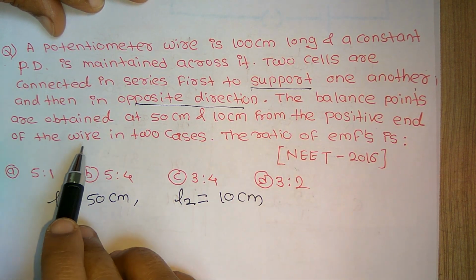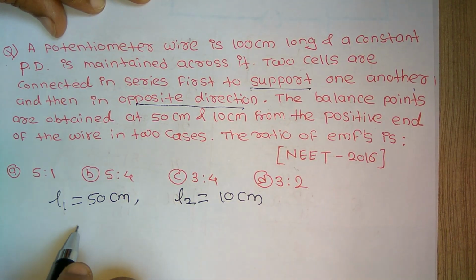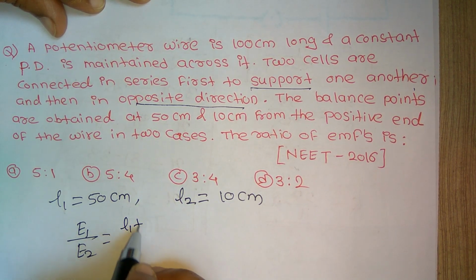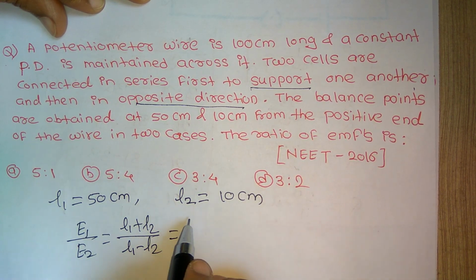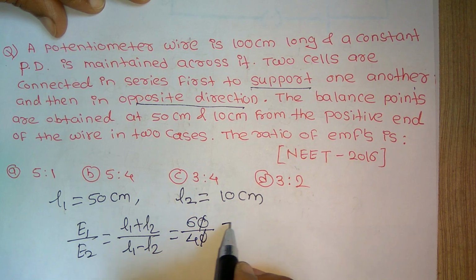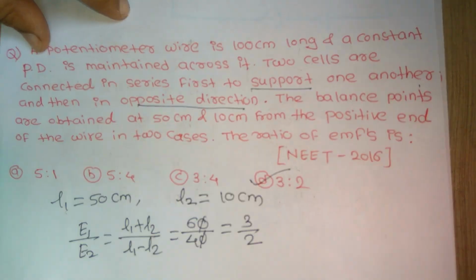So what is the question? From the positive end of the wire in two cases, the ratio of EMF is what? The formula is E1 by E2 is equal to L1 plus L2 divided by L1 minus L2. L1 plus L2, 50 plus 10, is 60; 50 minus 10 is 40, right? Divide, so it is 3 by 2. So it is a 3:2 ratio.